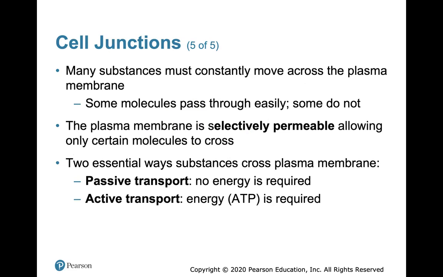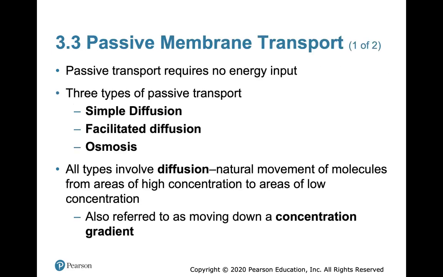And there's 2 essential ways substances can cross the plasma membrane: either by passive transport, meaning no energy is required for things to pass through the plasma membrane, or by active transport, where energy, ATP, is required. Passive transport requires no energy input. There's 3 types of passive transport: simple diffusion, facilitated diffusion, and osmosis. And you should have a good understanding of these 3.